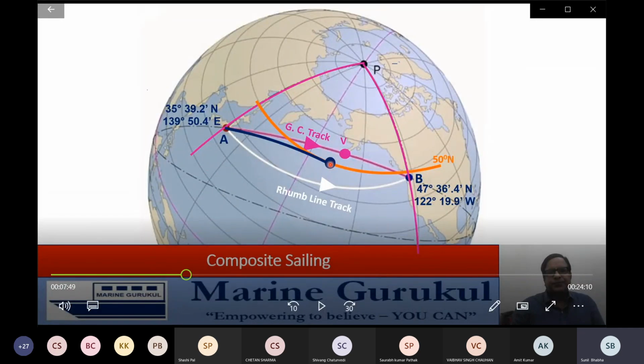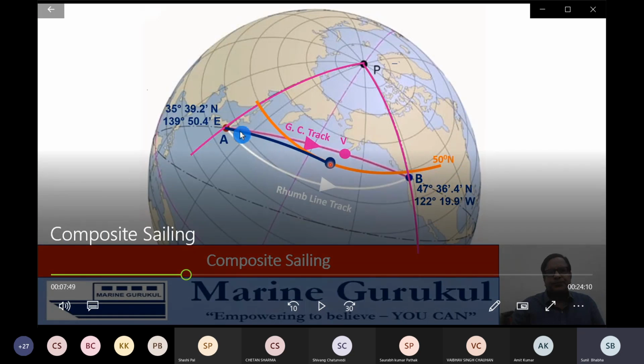We do not move on the original pink color GC track. We follow a separate great circle track. Which great circle track do we follow now? The blue color track which you see now is the one we are going to follow. How is this track decided?